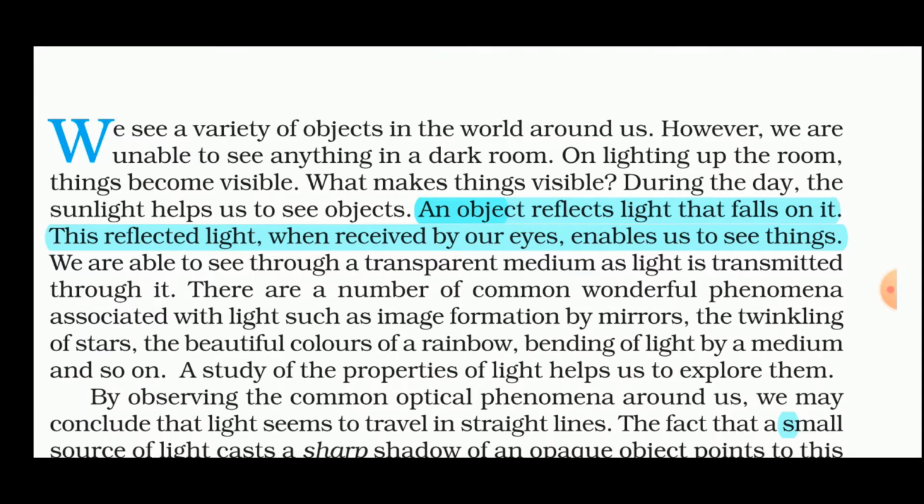to see the things. We are able to see through a transparent medium as light is transmitted through it. Transparent medium here means a glass pane, or water, which is also transparent. So through the window pane, which is transparent, we can see the things outside. We are also able to see through the water at the base of the river or the pool or the lake. Whatever things are lying there can be seen through the water. Or you take a glass of water and put a coin in it. As water is transparent, we can see the things which are at the bottom of the glass.